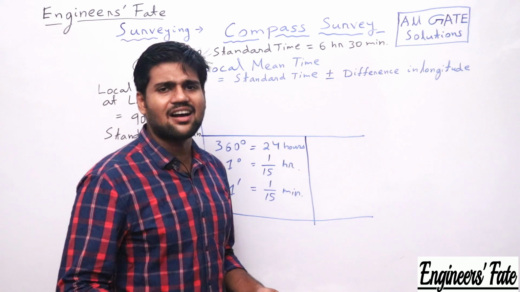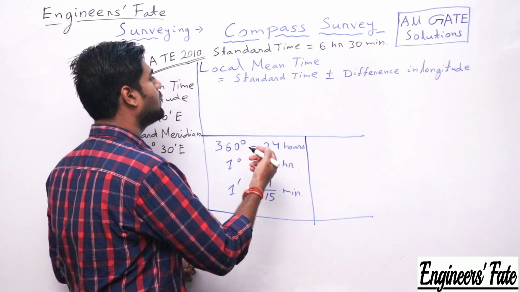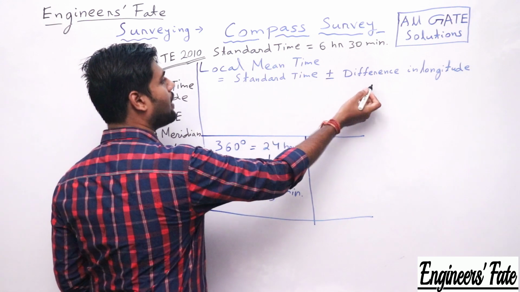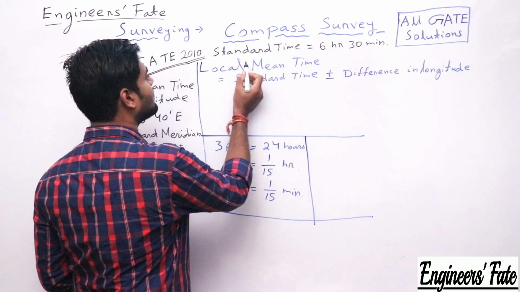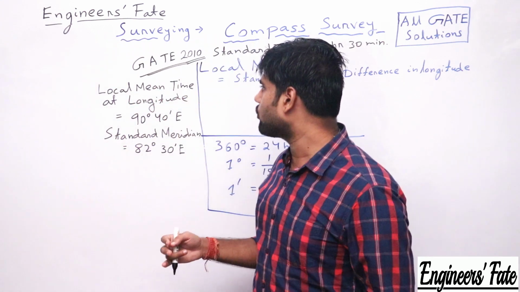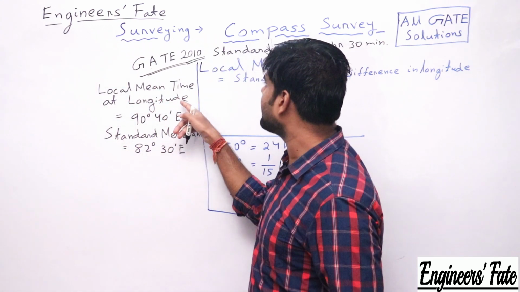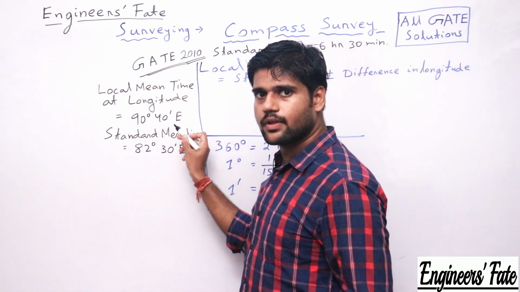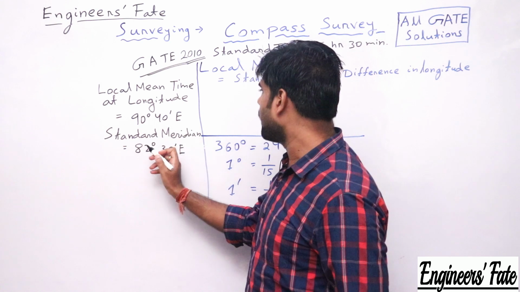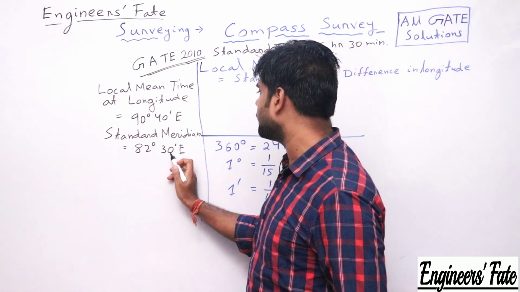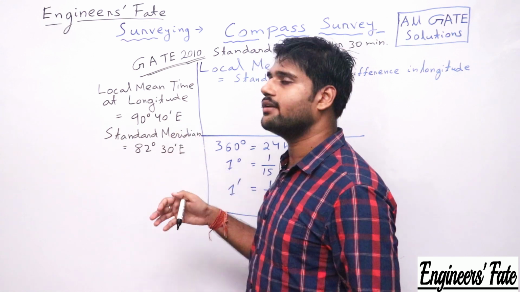Then he has asked us the local mean time. So we know that the local mean time is standard time plus or minus the difference in longitude. This is the formula you have to note. Now let's come to the question. In the question, the longitude is given as 90 degree 40 minute east, and the standard meridian is also given as 82 degree 30 minute east.